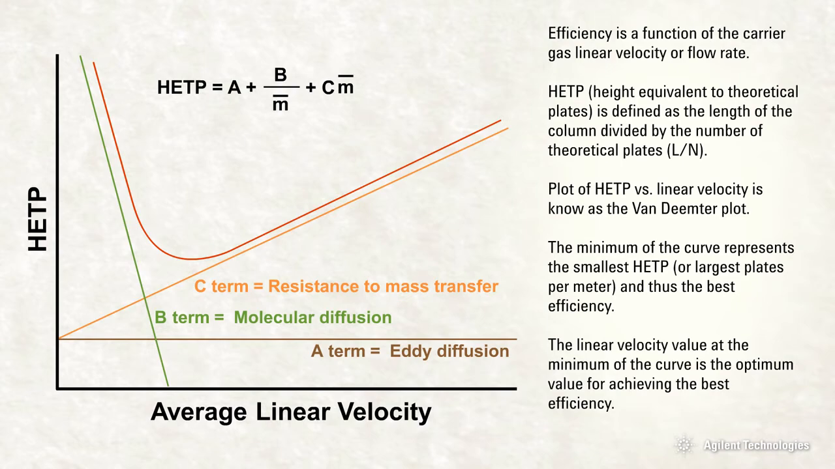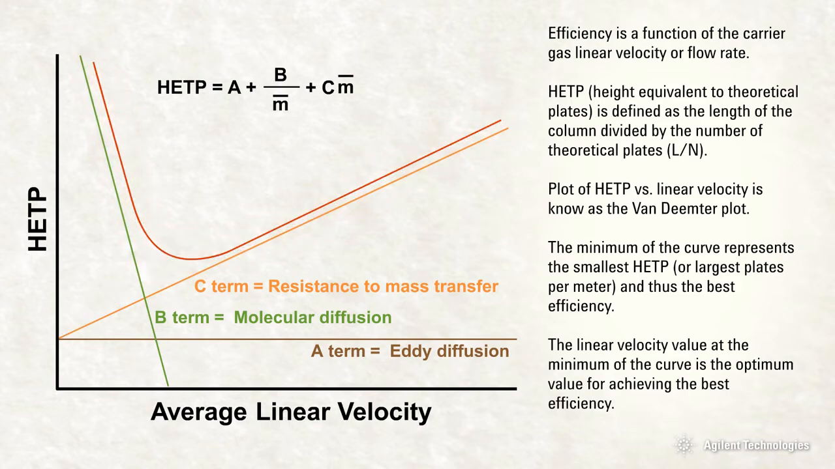HETP is defined as the length of the column divided by the number of theoretical plates. From this plot, the minimum area of the curve, shown in red, indicates the average linear velocity or flow that will result in the sharpest and most well-resolved peaks, resulting in the best column efficiency.